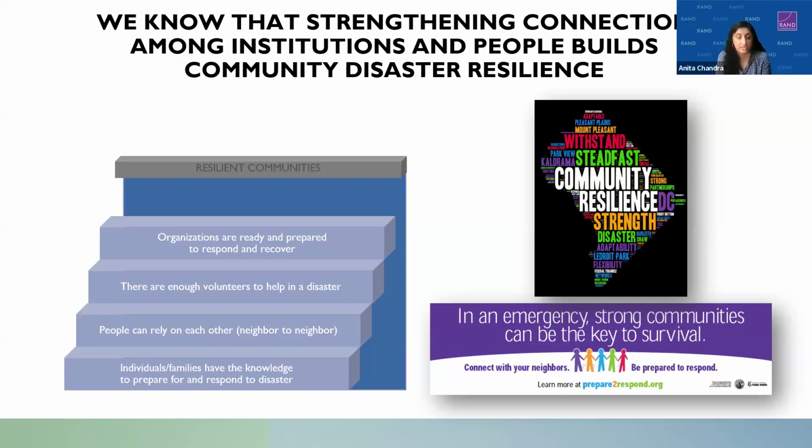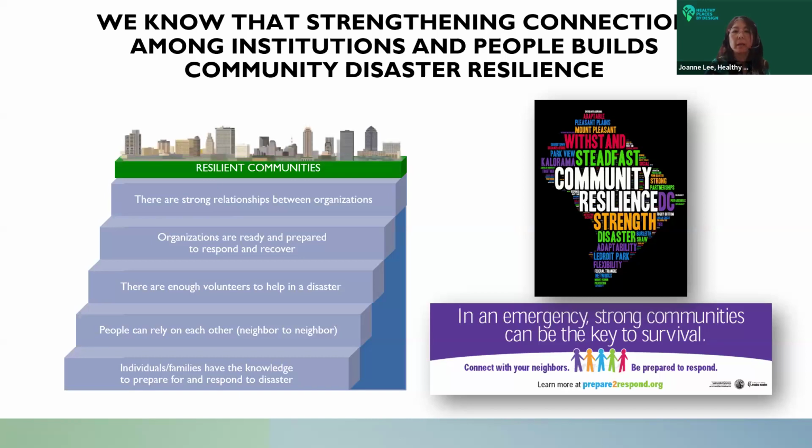And unfortunately, with climate change and other crises, we're seeing more and more of that. And so we know that investment in these kinds of connections, investment in individuals being able to connect with at least one organization in the community matters. And what you see on the right are some snapshots from some of the projects that we did in Washington, D.C. and Los Angeles County, and the tag being, in an emergency, strong communities can be the key to survival. So this is really critical, not only because it matters for political participation, civic engagement, and the like, but it matters fundamentally in disaster response and resilience.